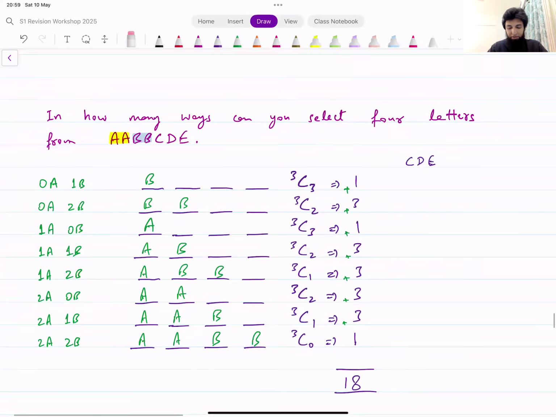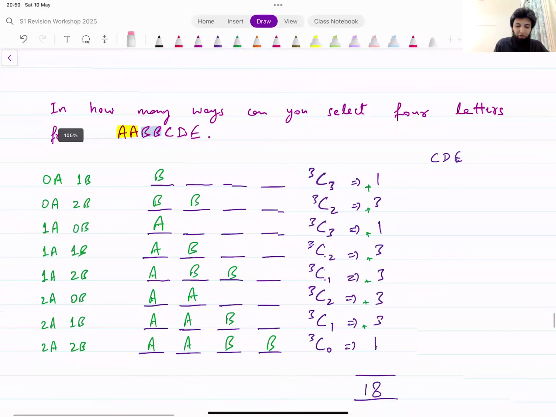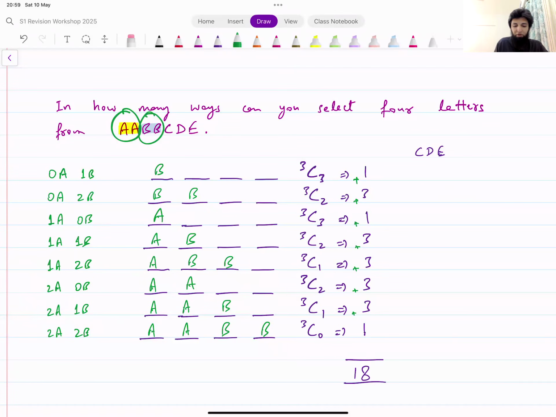Sometimes you can have multiple letters that are repeated. For example, like this. You've got A, B, B. You've got 2 letters, 2 objects that are repeated like this. You have to select 4 letters from this. Now you have to make cases for both of them. You have to make cases for A and B. Both of them are repeated here.